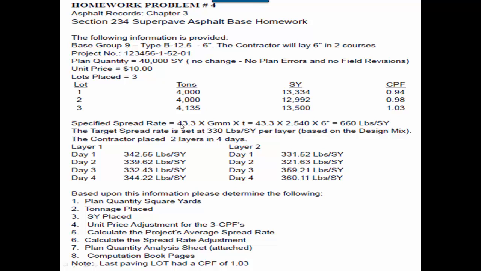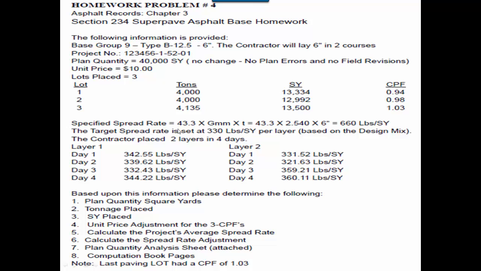How do we come up with that? Well, here's our constant, 43.3, because this is a dense graded mix, times the maximum specific gravity, the GMM, which is the maximum specific gravity at optimum asphalt, times the thickness that we're going to be placing, which is the same thing as 43.3 times the given GMM. They're going to give us 2.540 times 6 inches to equal our specified spread rate. So here's our specified spread rate in here in the 660.